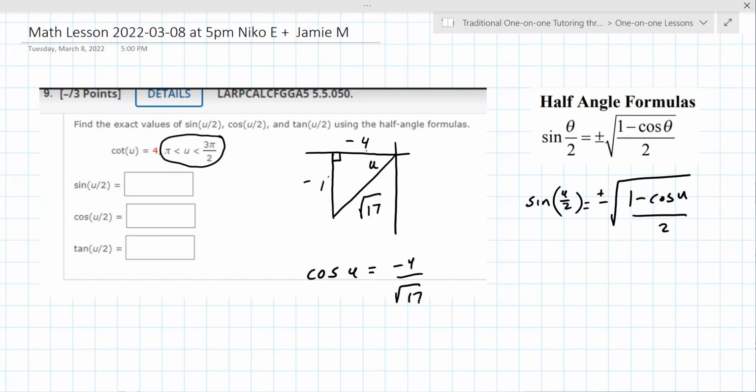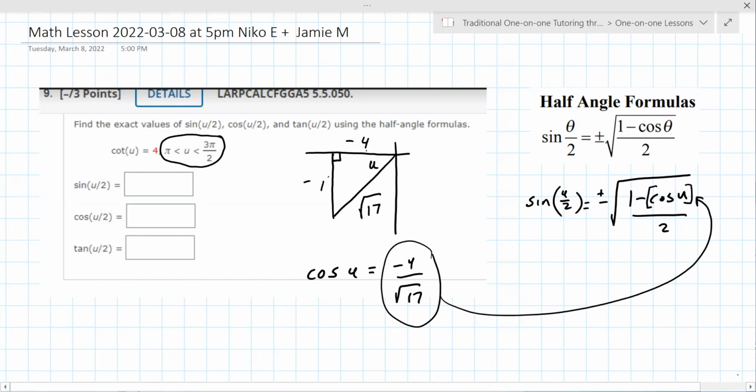We could rationalize it. I'm not sure if it matters here. So you just take this part right here and you substitute it into here for the whole thing. So the answer is, and then we'll decide whether it's plus or minus in a moment, the square root of 1 minus 4 over square root of 17, all over 2.